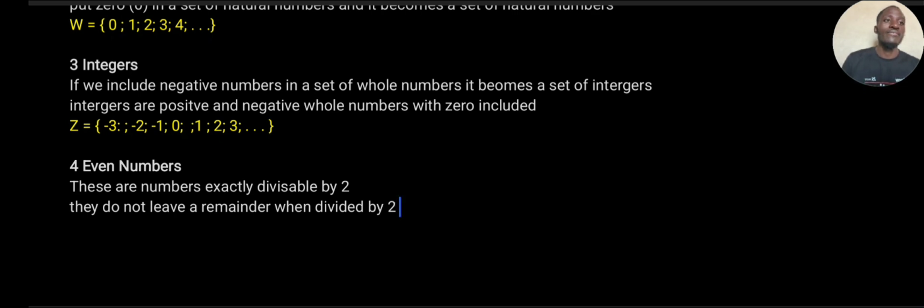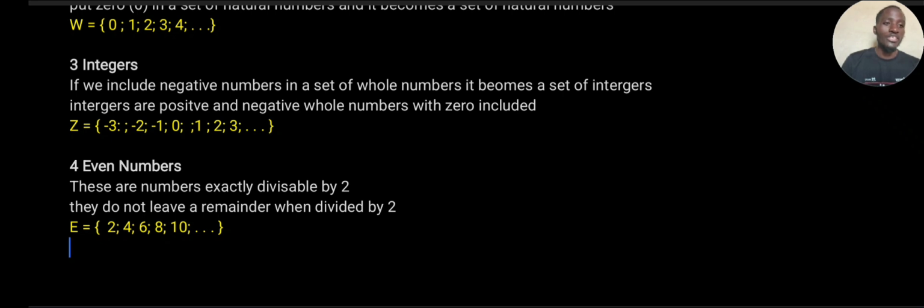So 4 is an even number because it is exactly divisible by 2, and when divided by 2, it doesn't leave a remainder. Representing the set of even numbers in set notation, we say E is going to start from 2, right? 4, 6, 8, 10. And remember, integers are also even numbers.